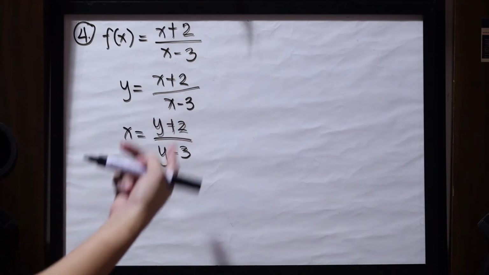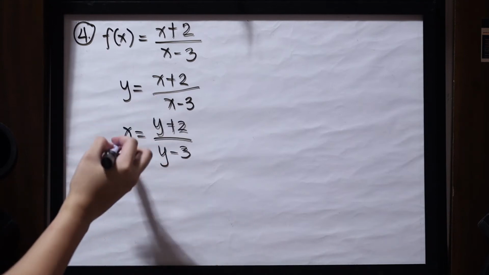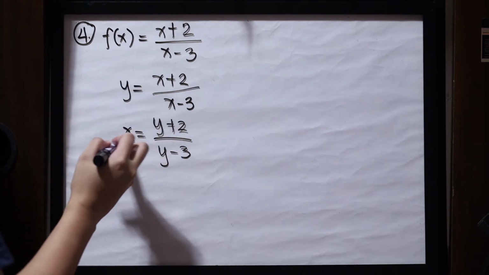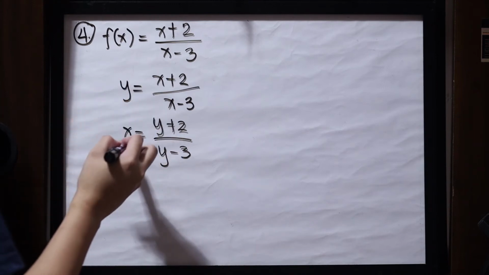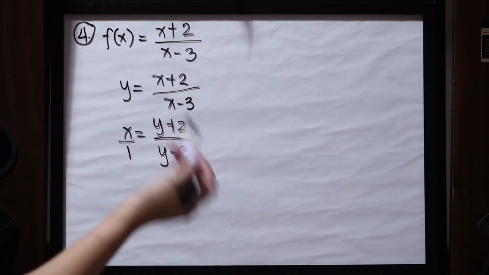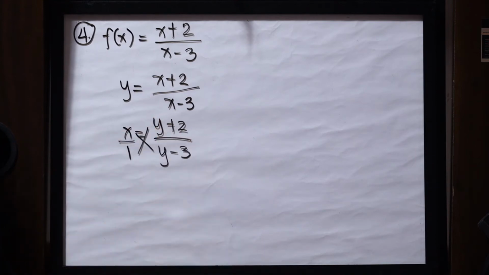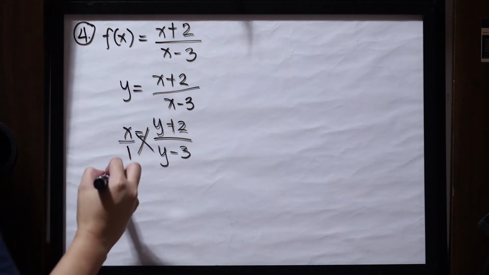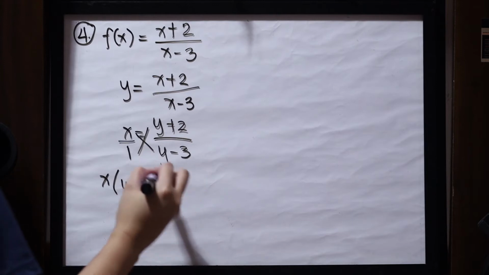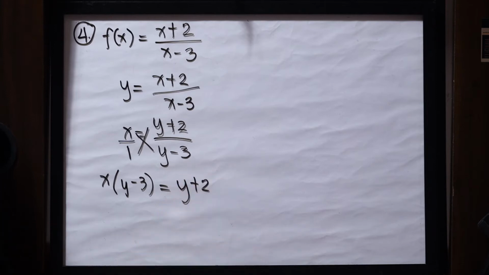So, for this one, para makapag-solve tayo ng y, since this is a fraction, we have an equal sign, tapos yung x naman natin will be treated as something like a whole number. So, the denominator of this one is 1. So, we have a fraction equal to fraction. So, may fraction equal to fraction, pwede nating i-apply yung concept ng cross multiplication. So, doing the cross multiplication, we'll have x multiplied by y minus 3 is equal to y plus 2 multiplied by 1 is just the same as y plus 2.